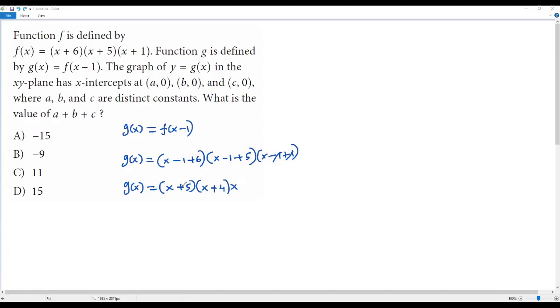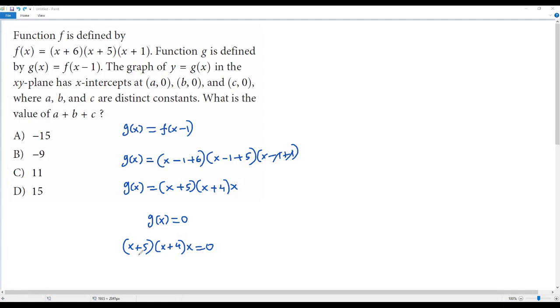Now to get the x-intercepts of the function g(x), I have to equate g(x) to 0. Plugging in the expression for g(x), I'm getting (x + 5)(x + 4)(x) = 0. Here, the product of three quantities is equal to 0. Whenever the product of two or more quantities is equal to 0, one of them has to be 0, or all of them may be 0. Then only the product can be 0.